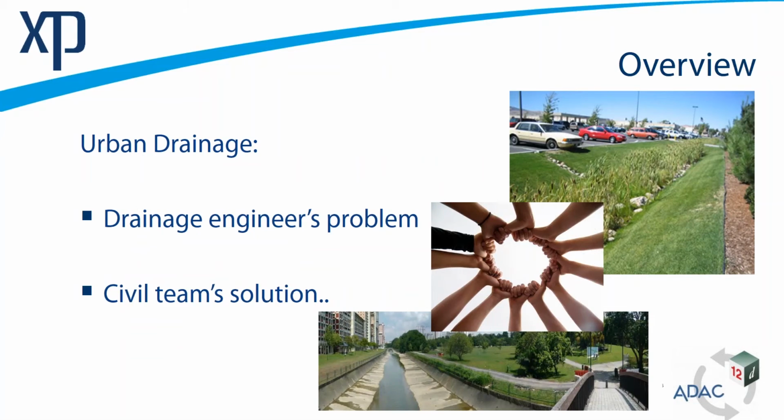So at the end of the day, urban drainage and stormwater does seem like the drainage engineer's problem, but the solution is really created by the whole civil team. So we're not just putting pits and pipes in the ground, we're using our roads and our parks as overland flow paths and storage to get a real solution that works together through all the different phases of a project.